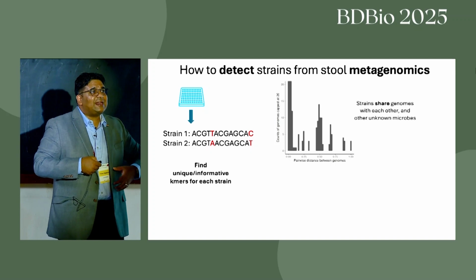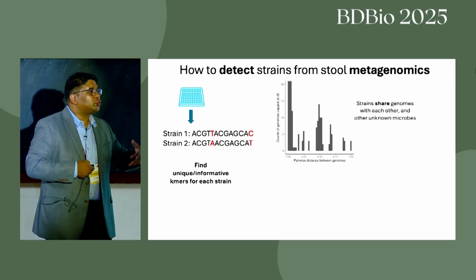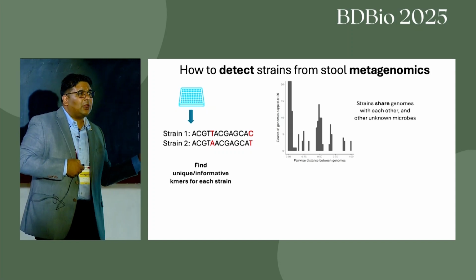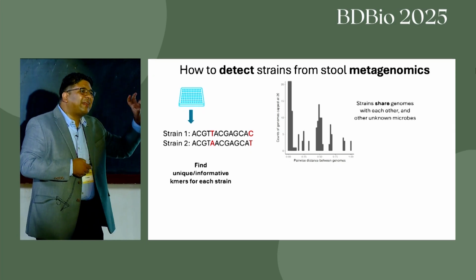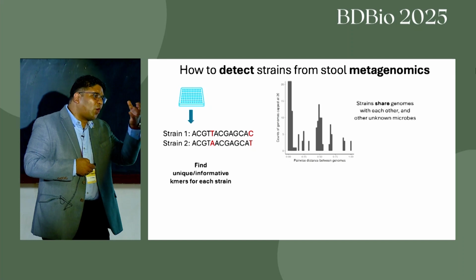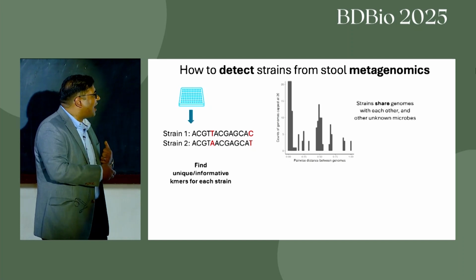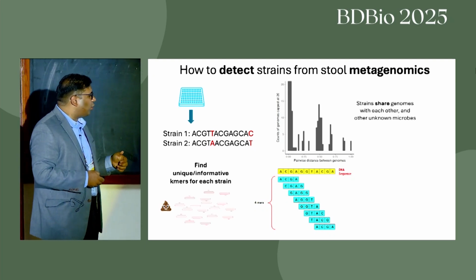So let's say there is a strain of Bacteroides ovatus that we want to track, it's a commensal. Some k-mers of it may also be present in some other people by chance. So how to get to the most informative k-mers? This is the problem. The problem can be reduced to, if you have a strain, can you find the most informative k-mers? And this is what we did.